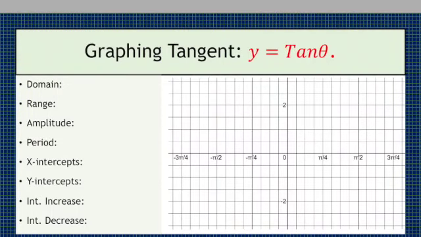Alright, so on this slide we're going to graph tangent just one more time, and then we're going to identify all of the features of this graph. It's going to be slightly different than sine and cosine, so we definitely want to go through this and make sure we understand each component of the graph.